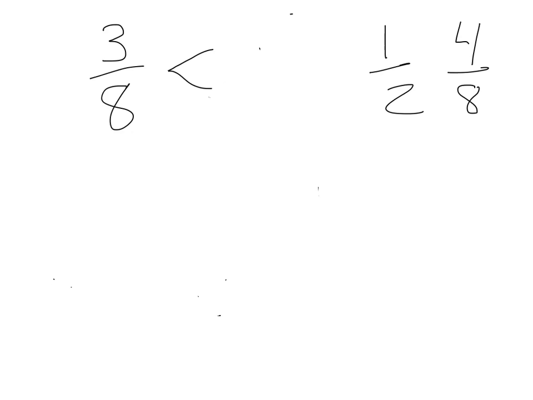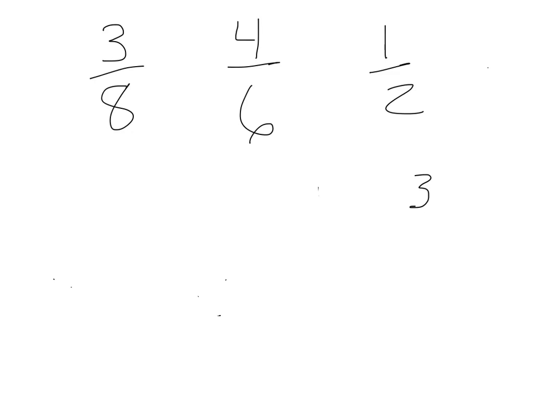Also, it would work in this way. If I had 3/8 and I had 4/6, so now I have different denominators, so I can't compare them right away, but if I use a benchmark fraction, so I use 1/2, I know that 3/6 would be 1/2 using 6, and 4/8 would be 1/2 using 8. So 3/8 is less than 1/2 and 4/6 is greater than 1/2.